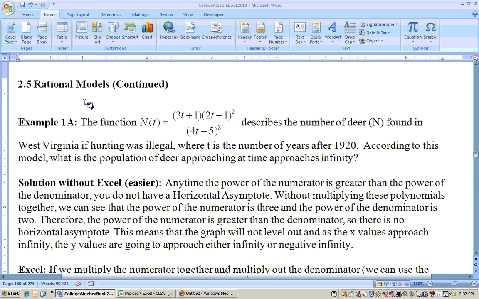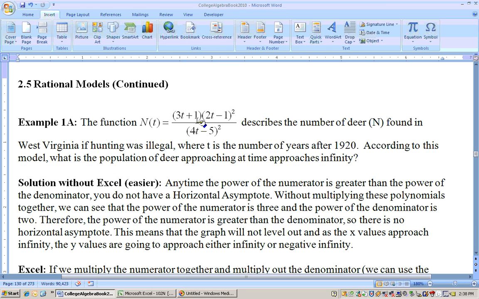Okay, this is more topics on rational functions, section 2.5 here. It says the function N of t equals (3t plus 1)(2t minus 1) squared over 4t minus 5 describes the number of deer, N, found in West Virginia if hunting was actually illegal, where t is the number of years after 1920. According to this model, what is the population of deer approaching as time approaches infinity?